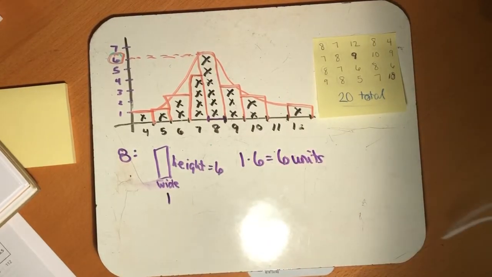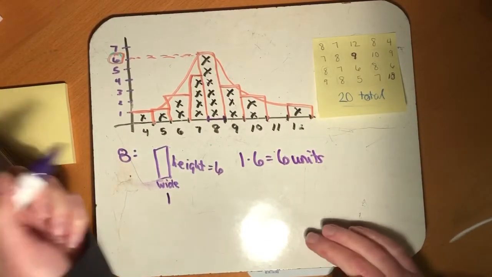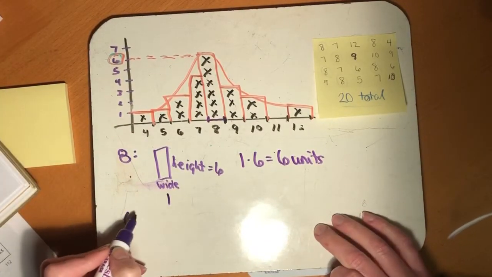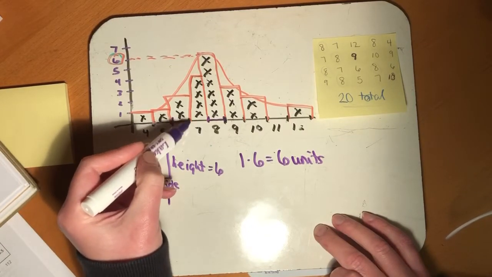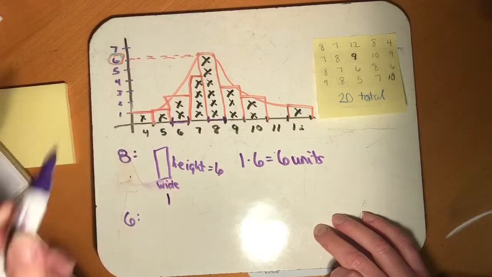And I can do this again for lots of different ages that we have in here, right? So the bar for the 6-year-old age, again, it only has 1 wide and 2 high.